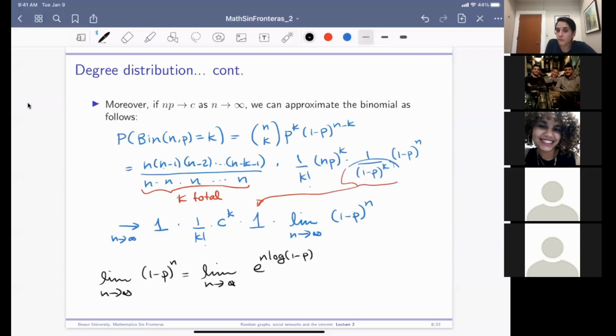The logarithm of 1 minus p is converging to the logarithm of 1. Remember, p goes to 0, and therefore log of 1 is 0, but the n is converging to infinity. So I have one of those situations, n times 0, something going to infinity times something going to 0. So what I do is I use the Taylor expansion of the logarithm around 1, and it turns out that this is equal to the limit as n goes to infinity of e to the minus n times p. That's by using the Taylor expansion, and therefore this is e to the minus c.